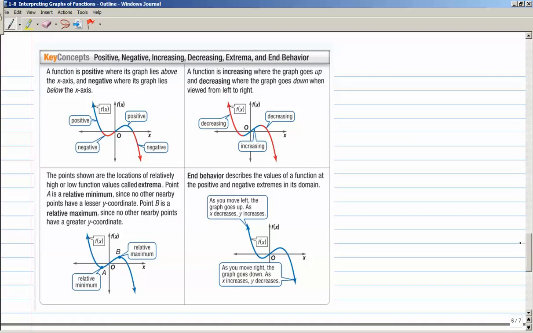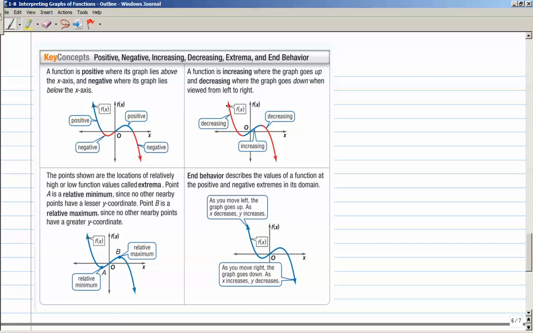Here's a cool chart from your textbook which goes over all of these with some pictures, and I'll talk about it briefly here. Remember, it's positive when it's above the x-axis. So for the first one here, the blue parts are where the function is positive, and it's negative where it's below the x-axis, so the red parts here are where the function would be negative. A function is increasing when it's going up, and this blue section right here is the interval on which it is increasing, and right here is where it is decreasing.